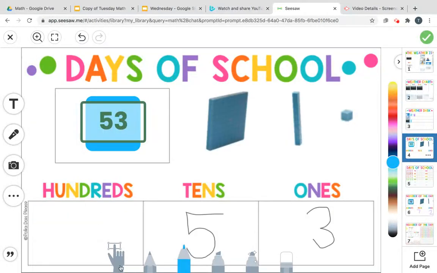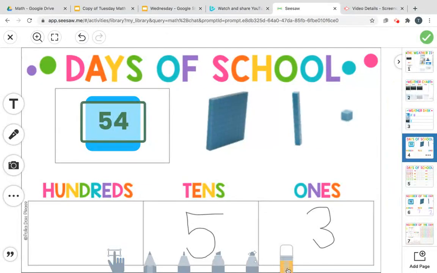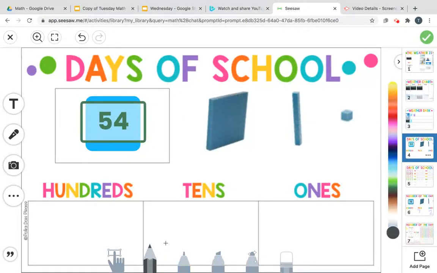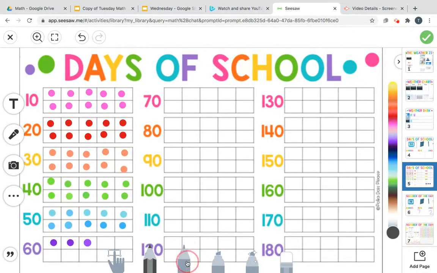All right, our days in school are 54. So we have had 5 10s and 4 1s. Our days in school are 54. Put a little mark there. Okay, every 10 frame that's full, we get to count by 10s. So 10, 20, 30, 40, 50, 51, 52, 53, and 54.